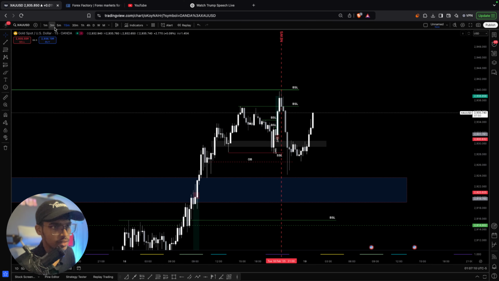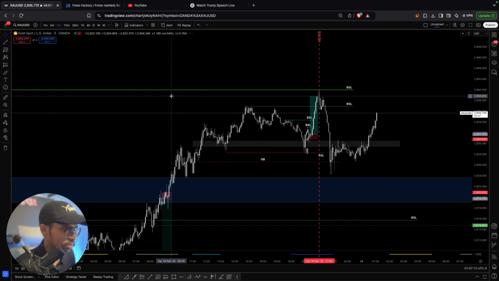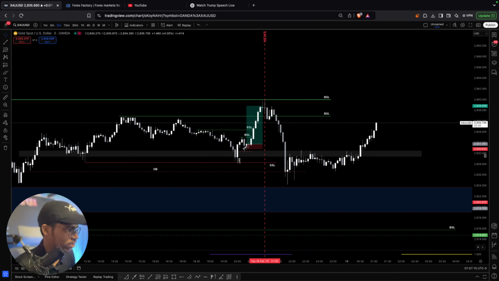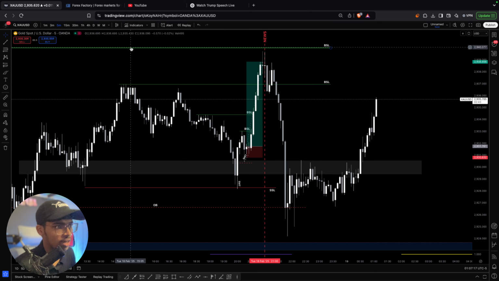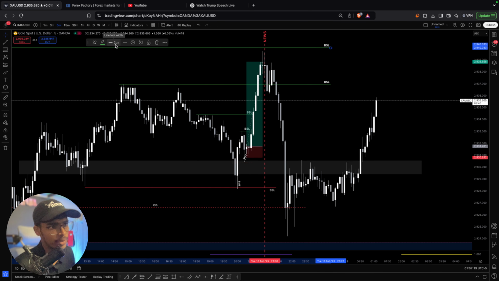Now let's go back. Now we have this thing. So buy side liquidity is there. This is a longer term buy side liquidity. That is why I have made it with 2px.